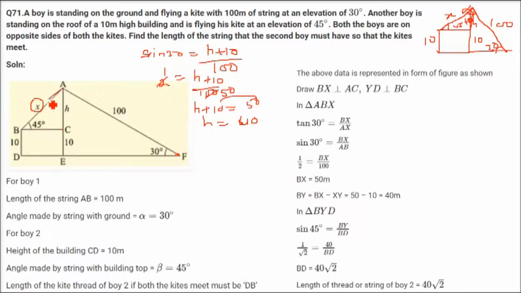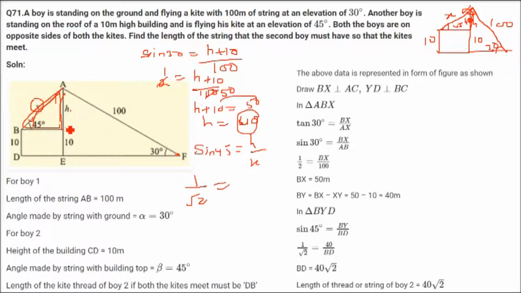Now coming to this triangle, I am taking this triangle now. This height is known and this x has to be found. So this is perpendicular, this is hypotenuse. Again we are going to use sine 45 degrees. This will be perpendicular, that is h, by hypotenuse, x. But this h is what? 40, we just got it. Sine 45 is 1 by root 2.